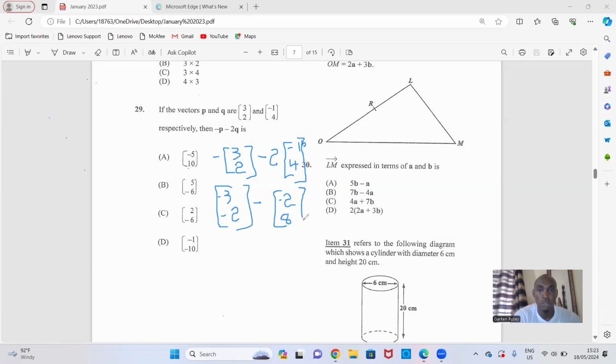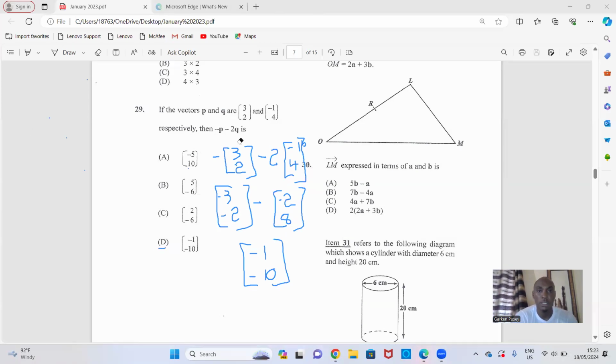So now we're going to be subtracting to get our final answer. So negative 3 minus negative 2 is the same as saying negative 3 plus 2. So negative 3 means you owe 3, plus 2 you have 2. So in all you still owe 1. So negative 3 plus 2 is 1. And negative 2 you owe 2, minus 8 you owe 8, in all you owe 10. Negative 10. So our answer for this one is going to be D. So our answer is D for this one.